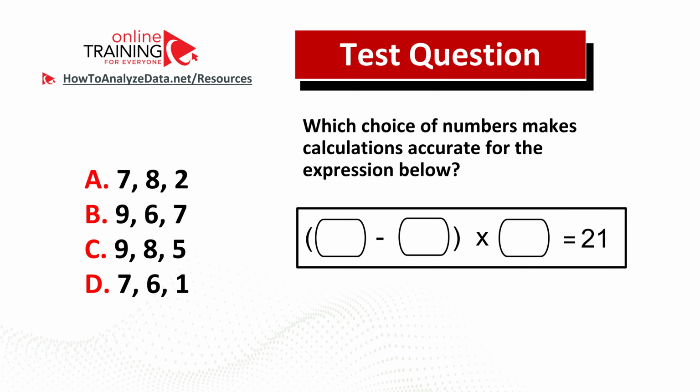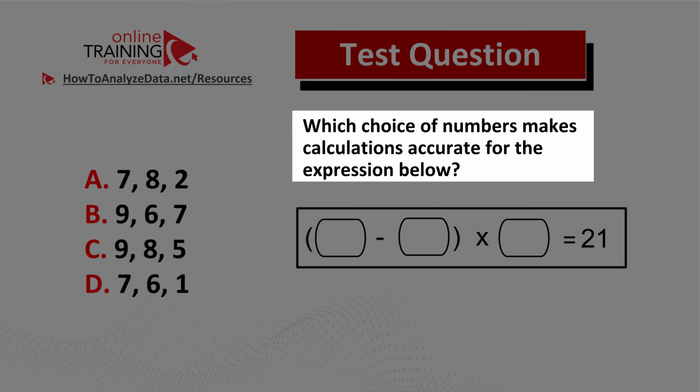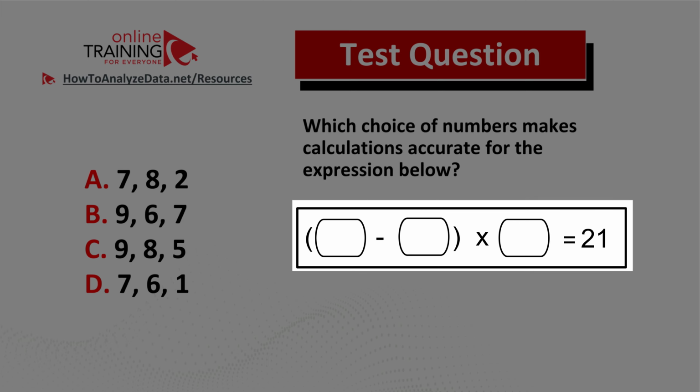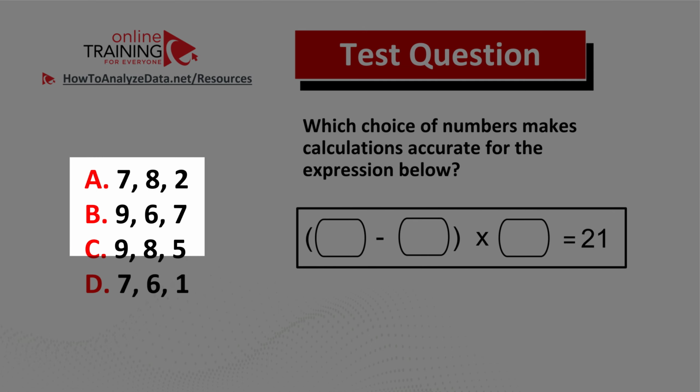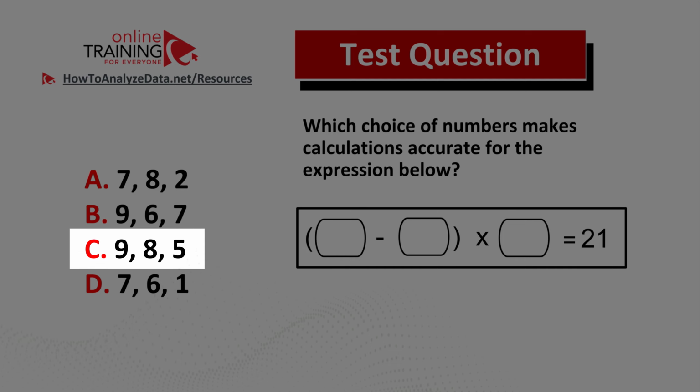Let's look at the interesting problem, which tests your ability to do mental math. Which choice of numbers makes calculations accurate for the expression below? And you have an expression with two numbers in parentheses, second number subtracted from the first number, multiplied by the third number. And the result of the expression is equal 21. You have four different choices: choice A 782, choice B 967, choice C 985, choice D 761. You cannot use the calculator to solve this challenge. Do you think you know the answer?